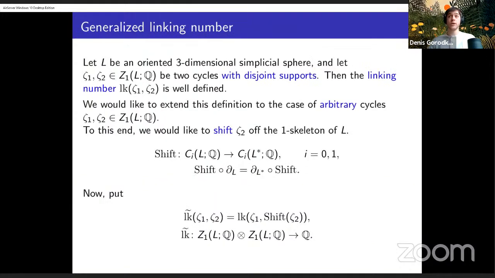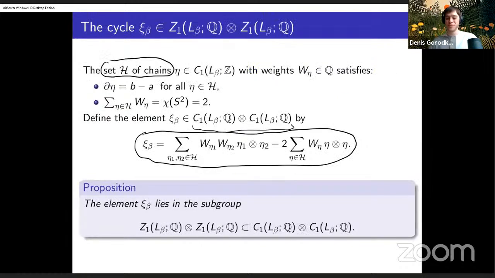Now, how do we define the generalized Lincoln number? Let me have a three-dimensional simplicial sphere and two cycles of disjoint support. Then there is no problem with the Lincoln number. However, we will want to take the Lincoln number of Xi beta. It is a cycle, so we can consider it to be the sum of some alpha_i tensor beta_i. And we will want to take the generalized Lincoln number of those and sum them all over. But those can be, and will be, self-intersecting.